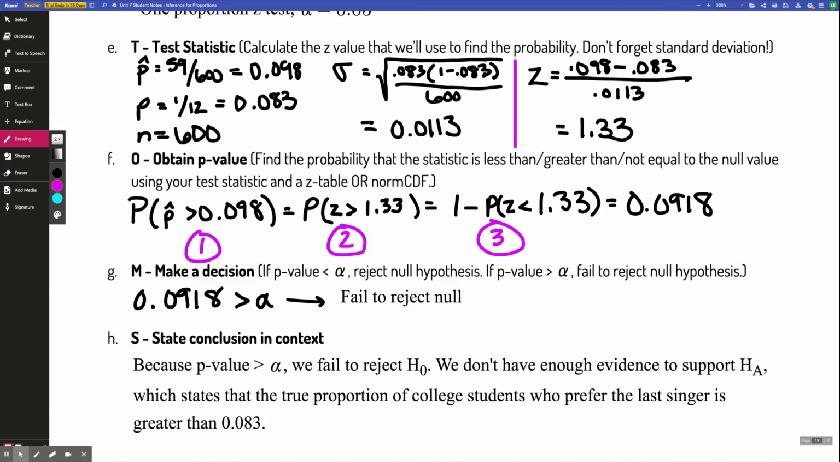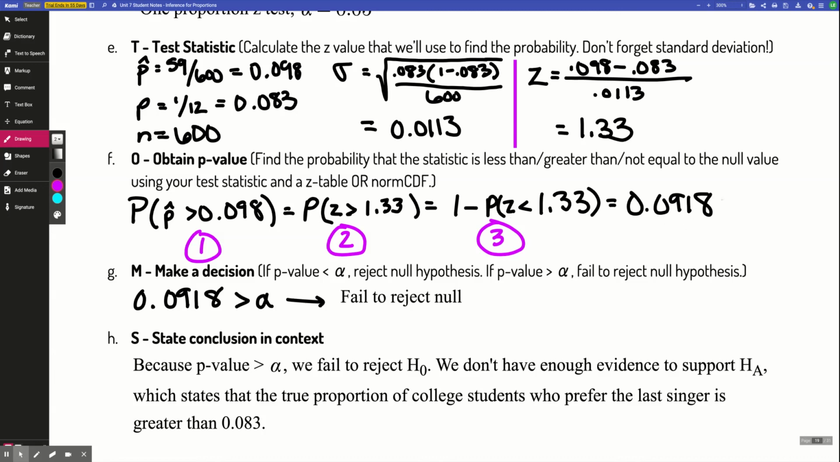Because if you recall, the Z table is only going to give you probabilities to the left of a particular value. And here we're trying to find the greater than probability. So if you were using a Z table, you'd have to do 1 minus the probability that's associated with the number 1.33, like with that Z score. Okay, but either way you write it, the final probability you get is around 9%.